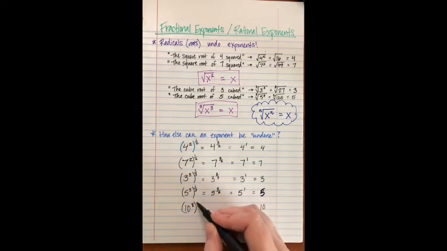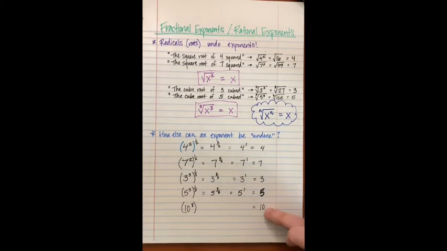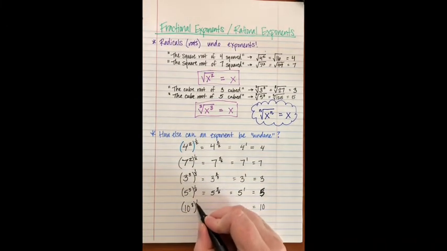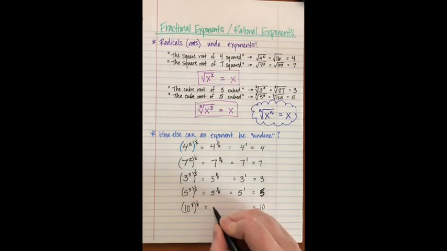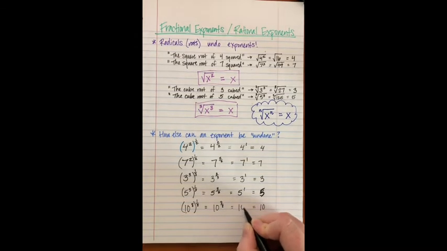If you had half up here, 8 times half is 4, and 10 to the 4th is not 10. So the only option here is to raise it to the 1/8 power. 8 times 1/8 is 8/8, which is 1. 10 to the first is 10. Okay? So here is the big idea.